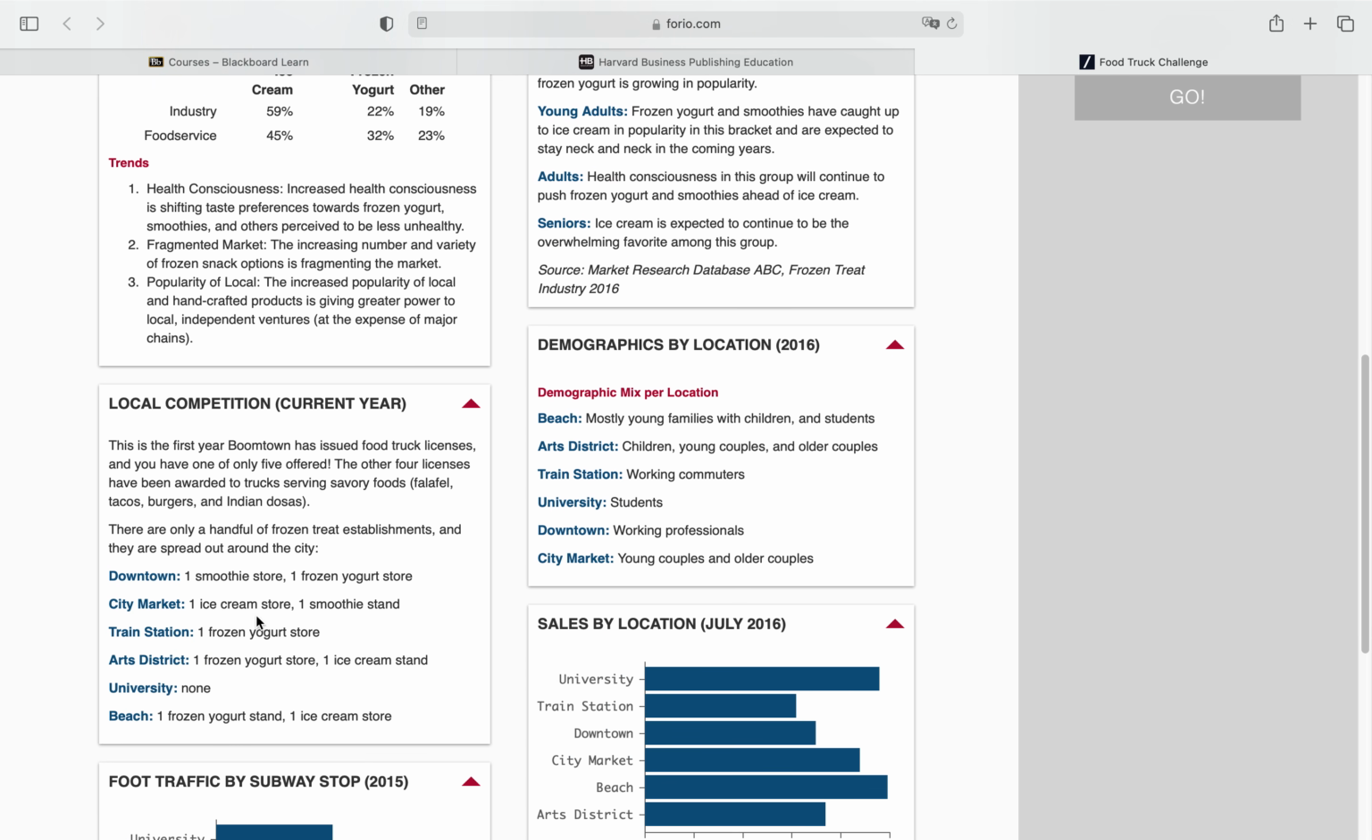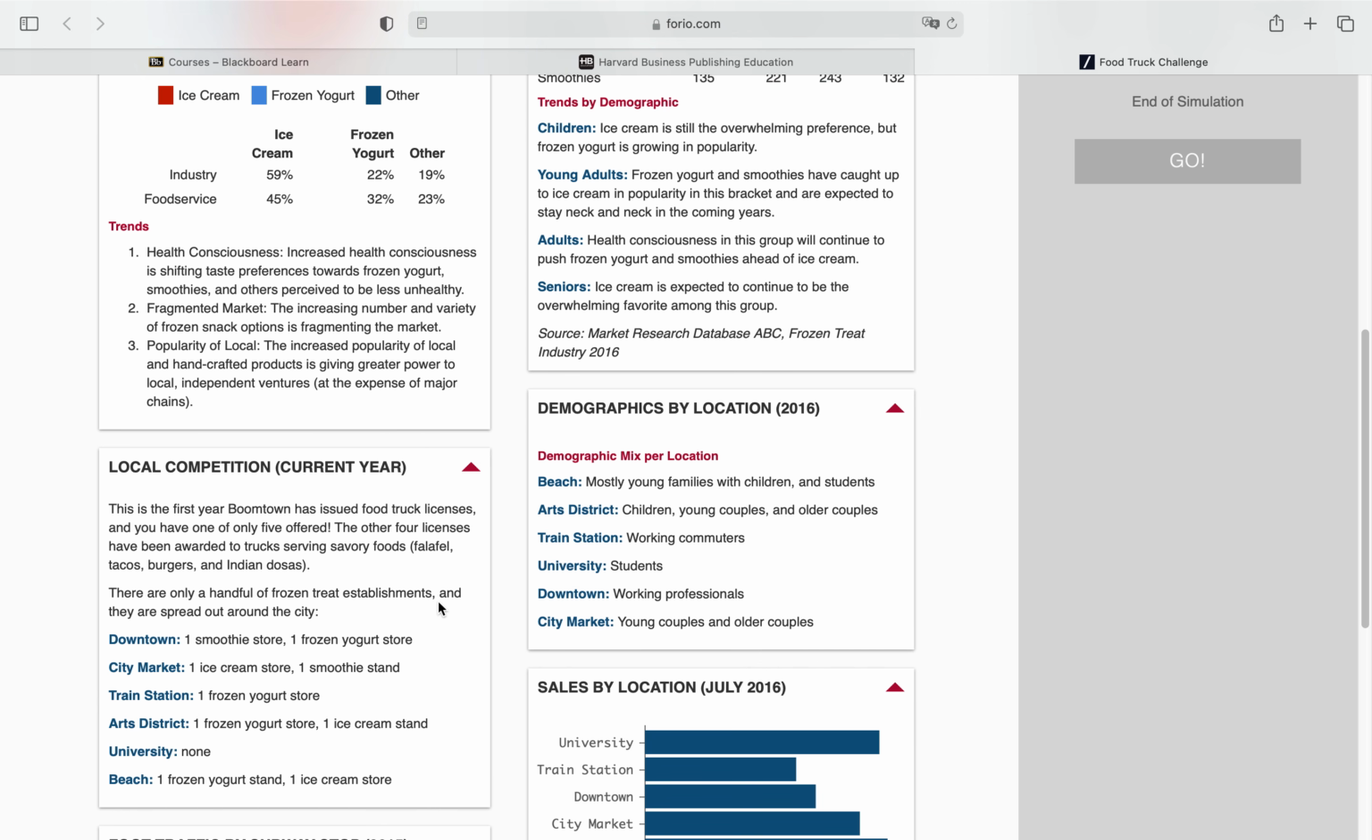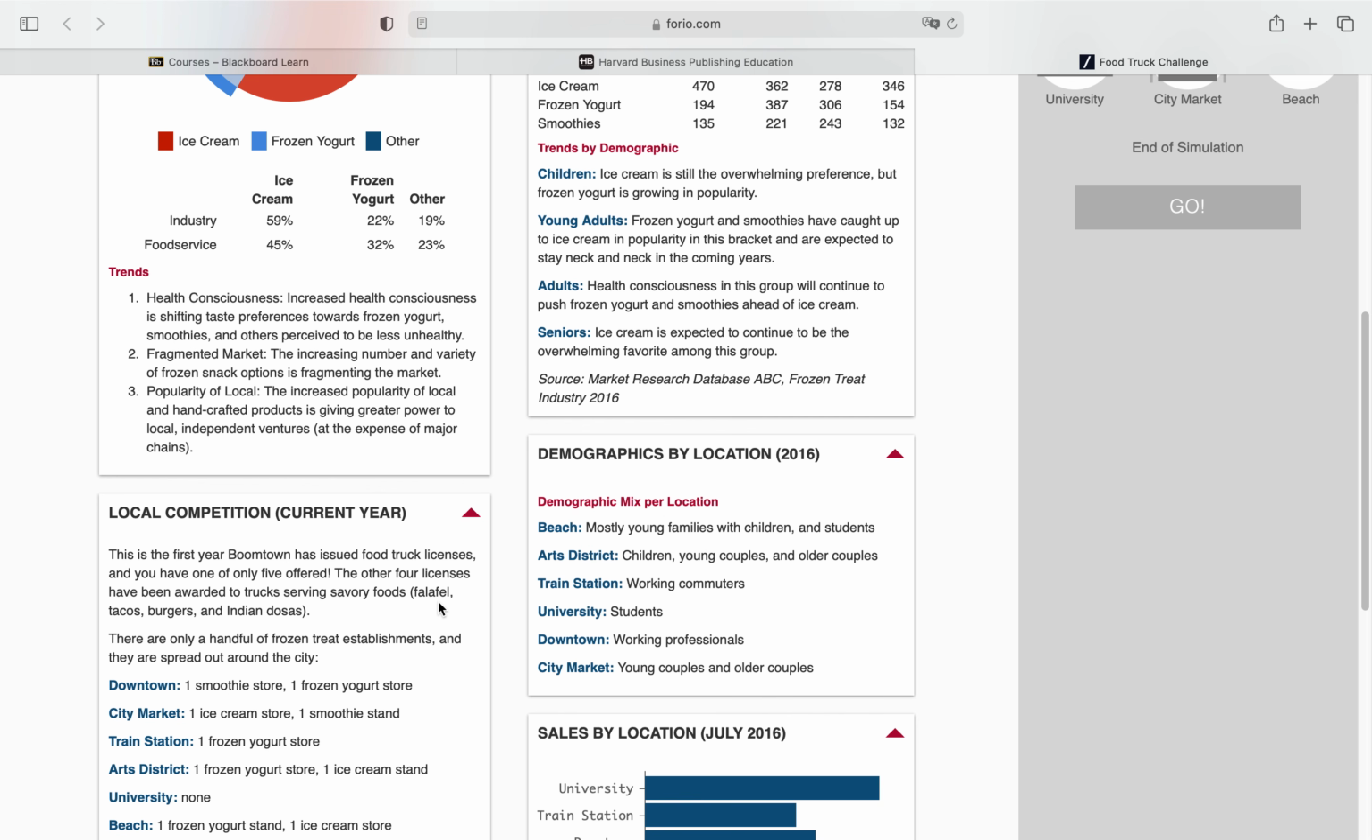Going down to City Market, as you can see from the competition standpoint, you have one ice cream store and one smoothie stand. So obviously they'll leave the empty slot for frozen yogurt. And as we talked about, frozen yogurt is a big market for young adults.